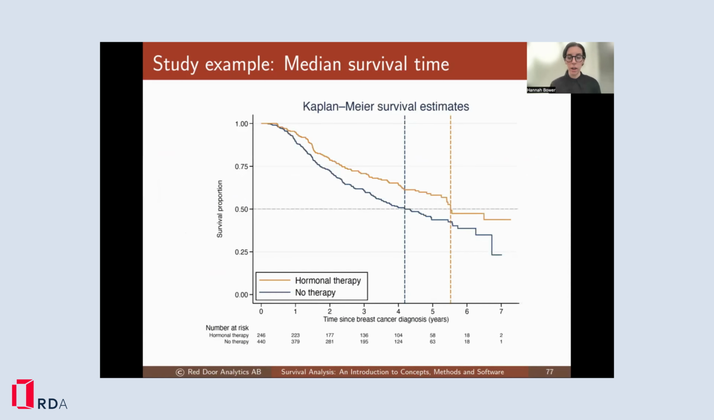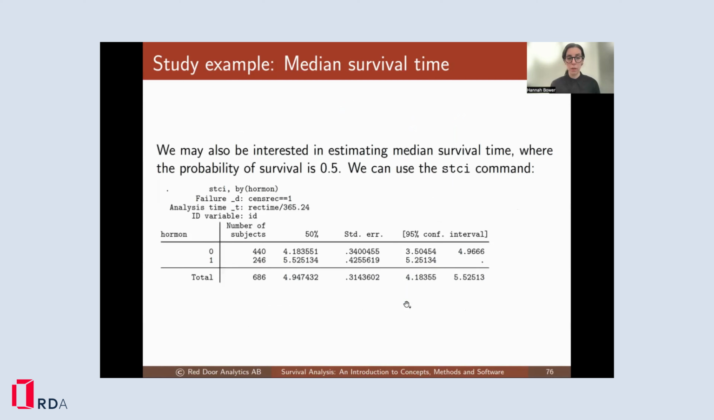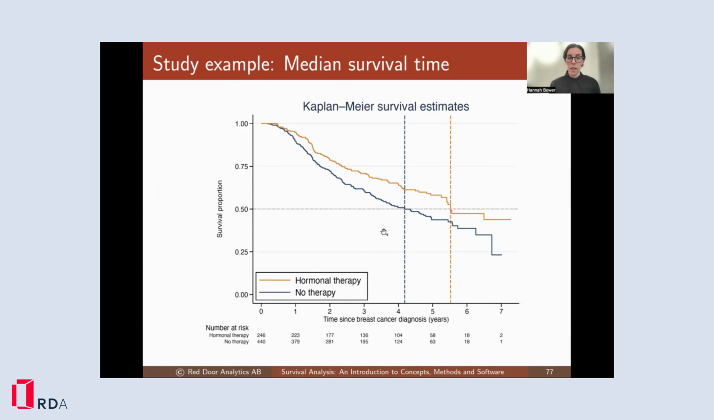And what does this look like on our curve? Well, what we can do is we can say, okay, the median survival is when survival proportion is 0.5. Well, let's go across and see where these hit the curves. So for the no therapy group, we see that this is 4 point something, and that's the value that we got in our previous slide, 4.18. And if we continue across to where it hits the hormonal therapy, we see that it's about 5.5, which is what we saw in the output from stci in the previous slide.